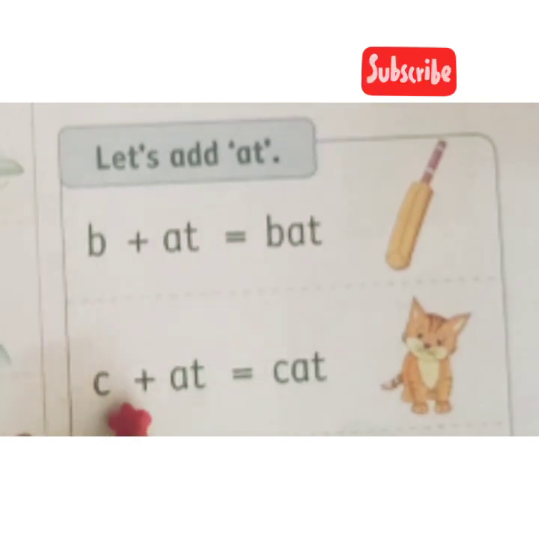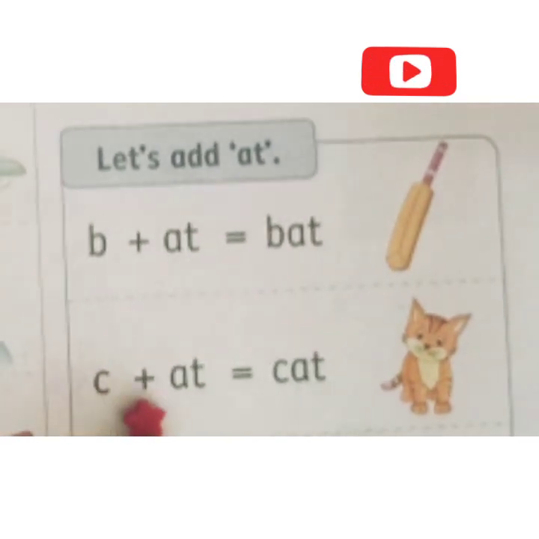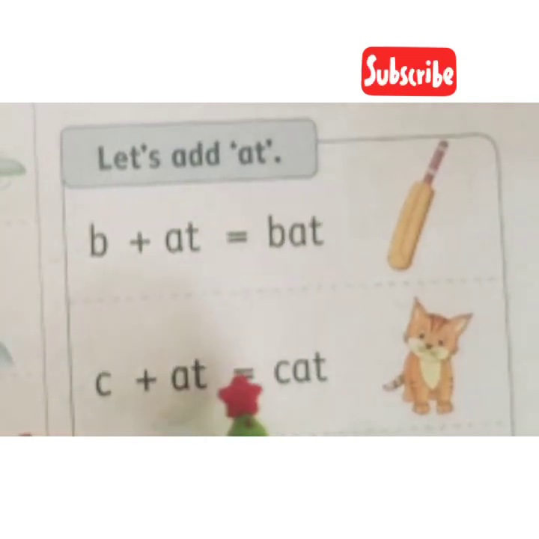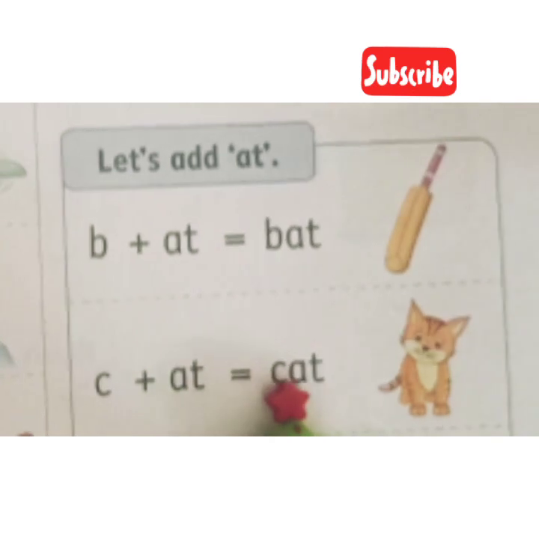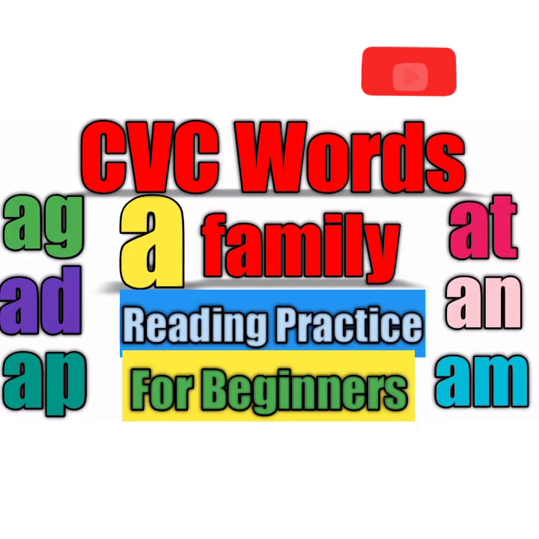This is letter C. C says the short sound of K. At, K, at, cat. Children, this way you can do the practice of reading A family CVC words.